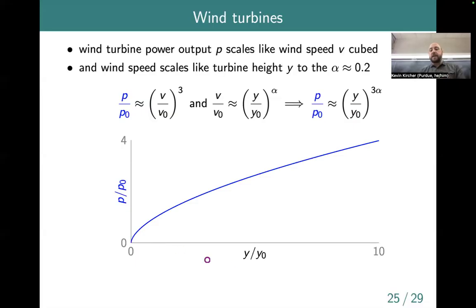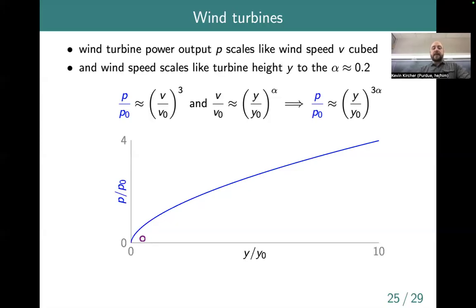So here we have the ratio y divided by the rated height, or sort of the height at which maybe the measurement of wind speed is happening. And then on the y-axis, we have P divided by P naught. So you can see it's kind of a nonlinear dependence, and it's got a coefficient less than 1. So if we drew the line y equals x, it would look kind of like this.